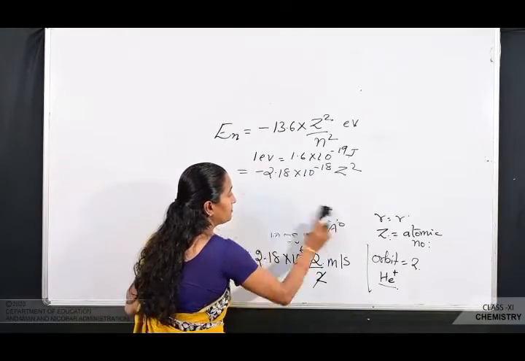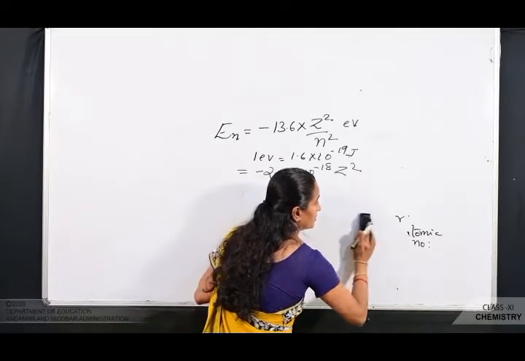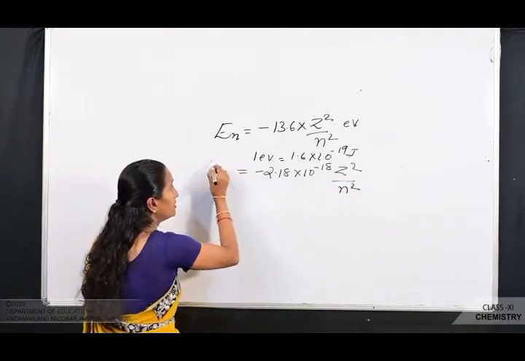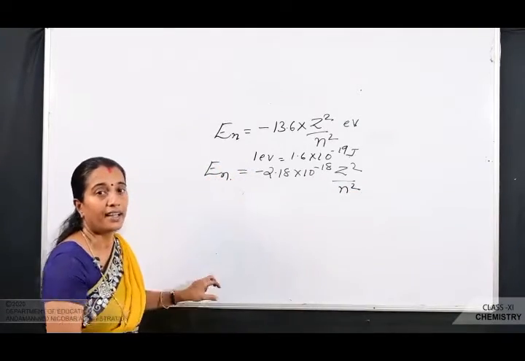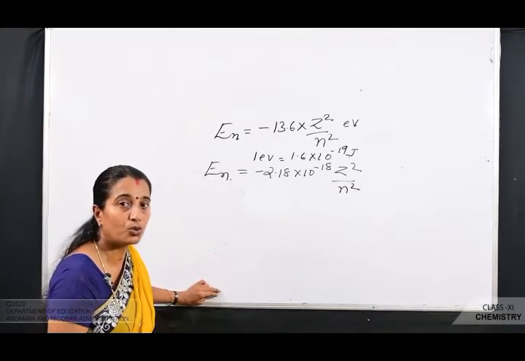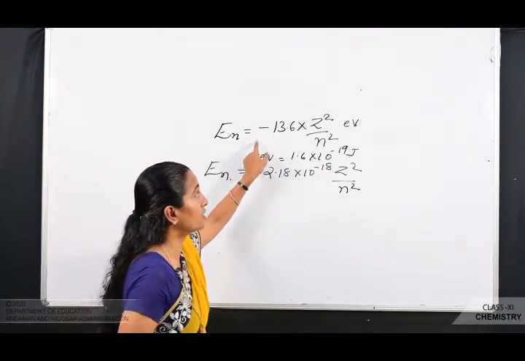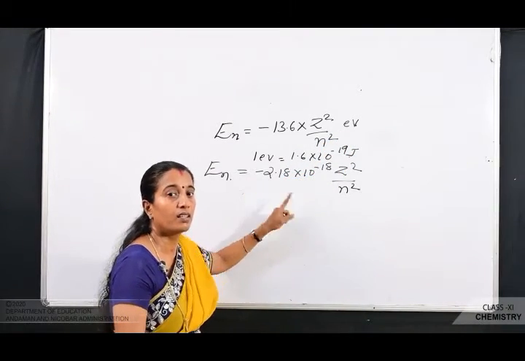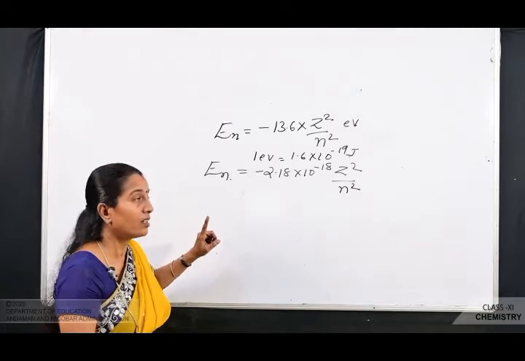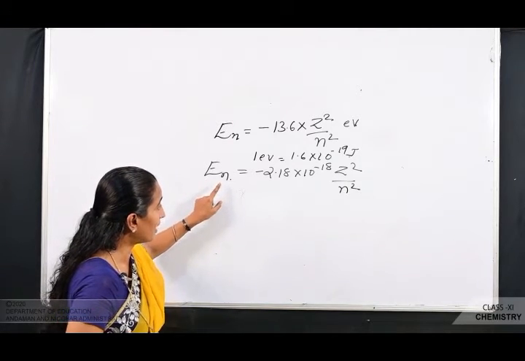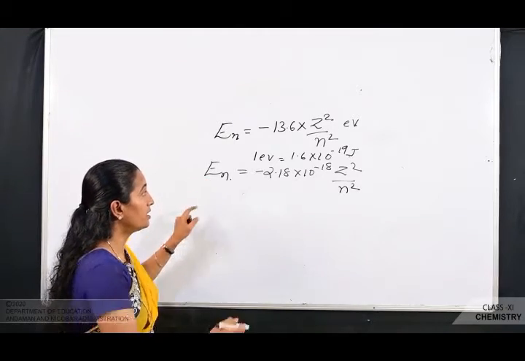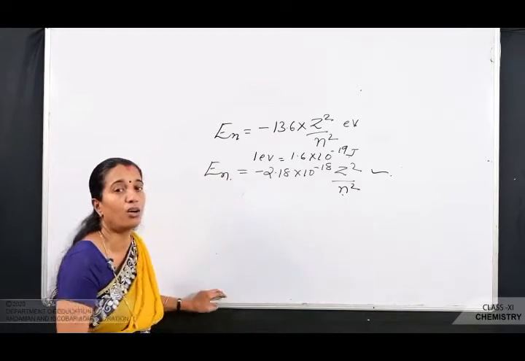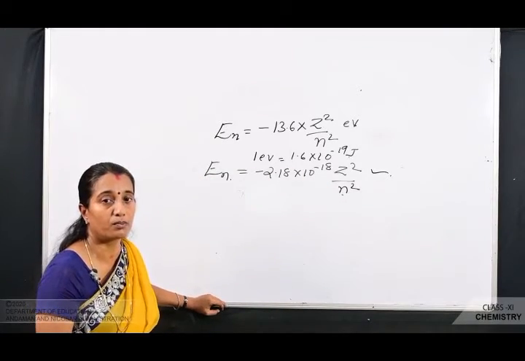Z square by n square. This is the formula of the energy of the electron in the nth orbit, which is in electron volt in one form and in joule in the other. Now, if you notice this formula, the energy is directly proportional to Z square, whereas it is inversely proportional to n square, that is, to the orbit number.